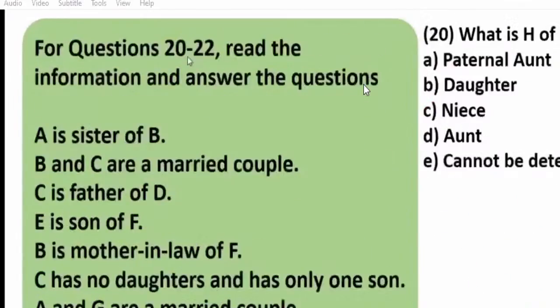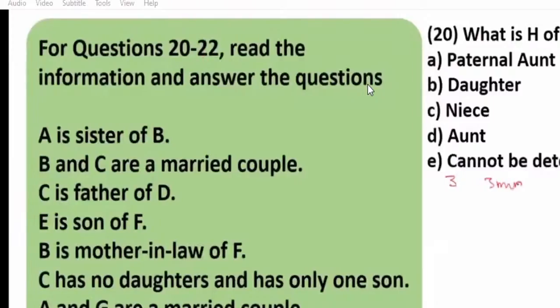Moving on. For questions 20 to 22, read the information and answer the questions. Now here there are 3 questions, so you have 3 minutes. Spend time to read the information and solve the questions quickly. A is sister of B. So A is over here and sister of B. We'll denote sister or siblings by a double arrow. B and C are married couples.